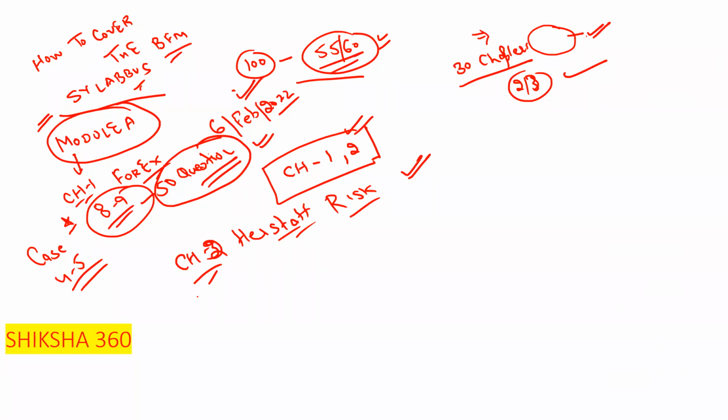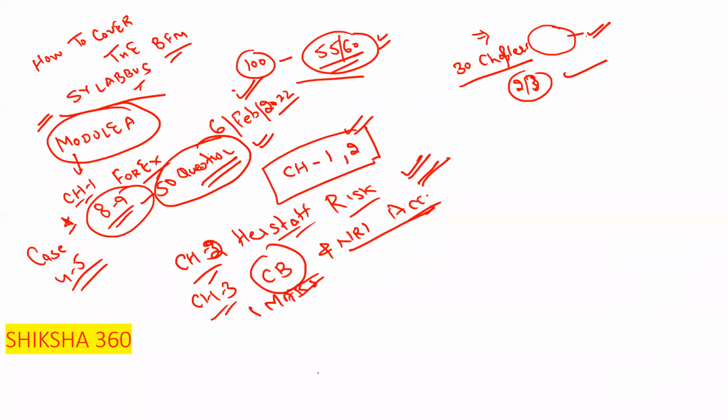Next one is chapter number 3, that is correspondent banking and NRE accounts. Under it there are 2 parts. One is correspondent banking, from which you will get a 1 mark question, and a 1 mark question you will get from NRE accounts, like what NRE and NRO are.